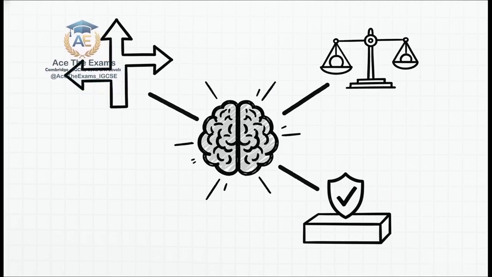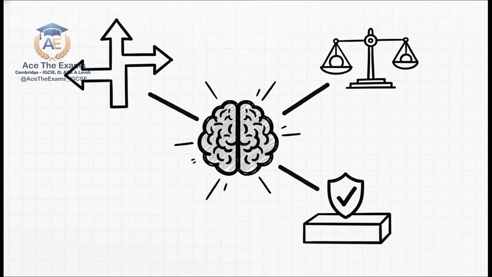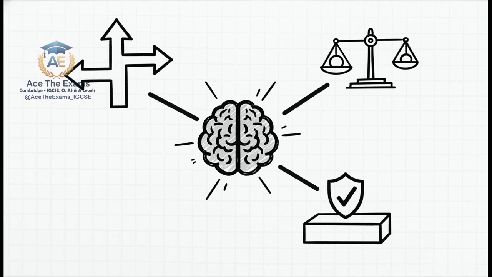Examiners actively look for these markers. Are you considering multiple solutions before settling on one? Are you explicitly analyzing the trade-offs, for example, the speed of processing a URL versus memory efficiency? Do you acknowledge the limitations of your proposed solution? And crucially, are you justifying your decisions with solid evidence? That is how you win the marks.